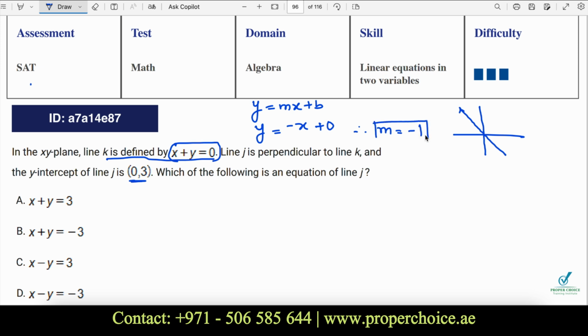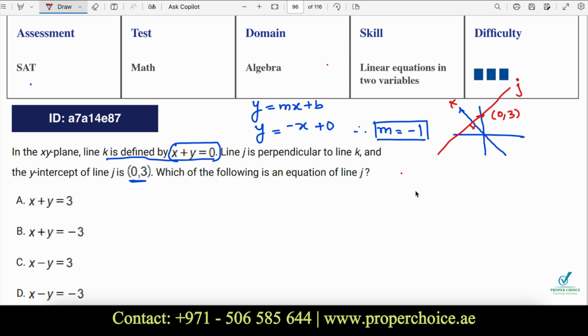Okay. Now line J is perpendicular to this. So if I say roughly, line J is something like this, which is perpendicular to line K, making an angle of 90 degrees. The question is asking me, and also they said line J is intersecting the y-axis. The y-intercept is going to be 0, 3. What is the equation of line J?